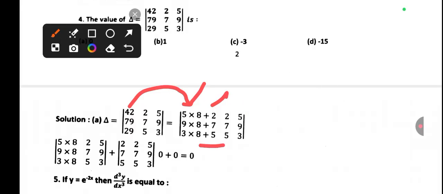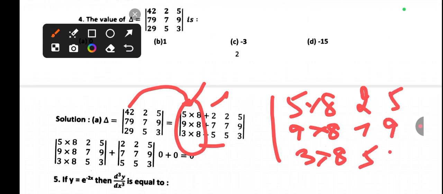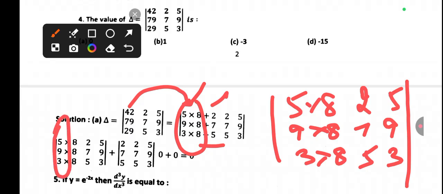Once they split it like this, they can write 5 9 3, so 5 into 8, 9 into 8, 3 into 8. So this is like a single term. Then 2 7 5, 5 9 3, like that they split it. Once they split like this, in this 5 9 3, 5 9 3, you can split the determinant. So you will get 0. Same way here, 2 7 5, 2 7 5, same.